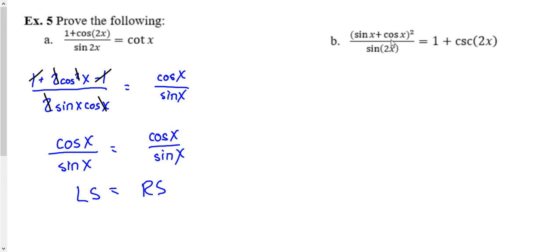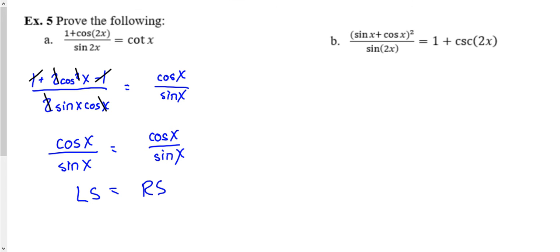Last but not least, we have example B here. So we have sine x plus cos x, all squared, all divided by sine double angle, equal to 1 plus cosecant double angle. And this one here we really haven't ever touched or ever done, so let's rewrite a few things.